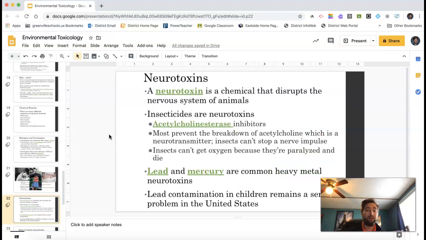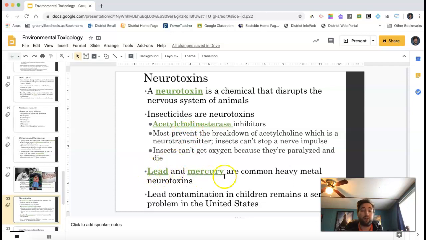Let's move on and talk about neurotoxins. Neurotoxins are any chemical that's going to disrupt your nervous system or your neurological system. So you could be talking about your brain, you could be talking about nerve impulses, stuff like that. Insecticides are also neurotoxins, and I'll talk more about this here in a second.